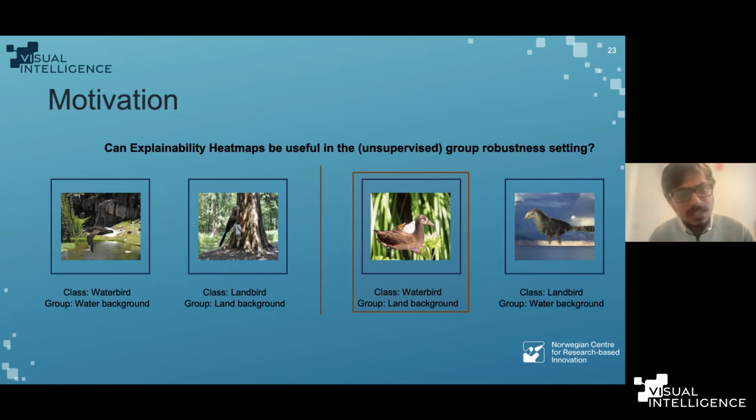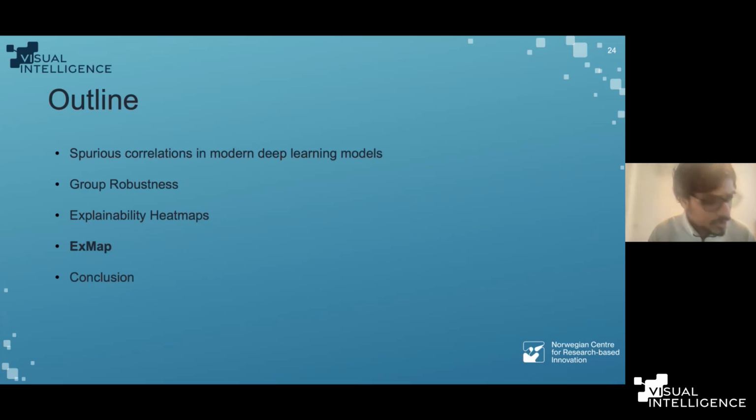That naturally leads us to ask the following question: we are interested in spurious correlations. Spurious correlations are those correlations, those features in the data that are causally unrelated to the task that models pick up on. Explainability heat maps give us a way to intuitively visualize what features models pick up on. So it seems very straightforward that maybe explainability heat maps can be used in the unsupervised group robustness setting. This is the question we asked, and that leads us to presenting our method called ExMap.